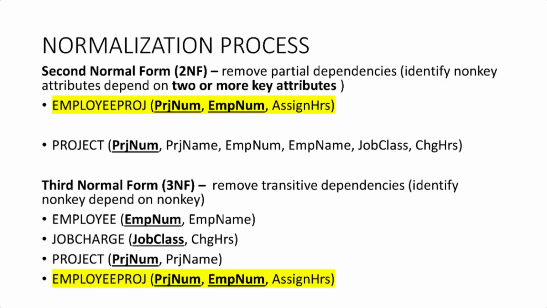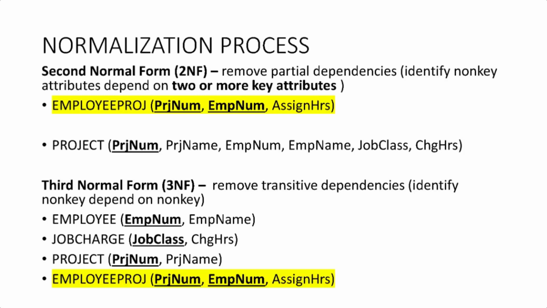And what we have now here is the project relation with the primary key project number, project name, employee name. And we can see here these attributes actually can belong to another relation. Employee name should belong to employee, employee number should belong to employee, right? And therefore, we can see it needs to be changed to the third normal form.